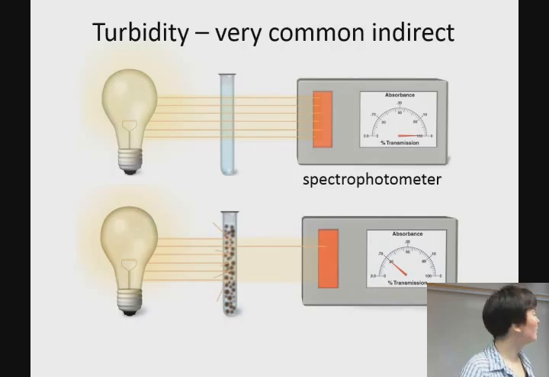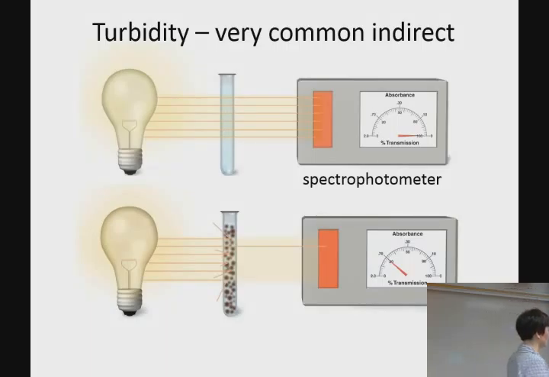Okay, now the indirect methods. Turbidity is the most common indirect method, and that is basically, here's your culture. This is your negative control, right? This is just broth. And here's your culture with all cells in it. And if you shine a light through the culture, which one is going to get more light passing through? The one without any cells in it, because the cells are in the way, they're blocking the light.